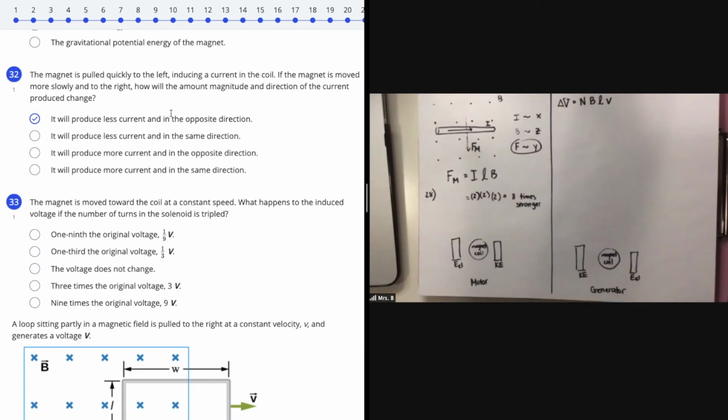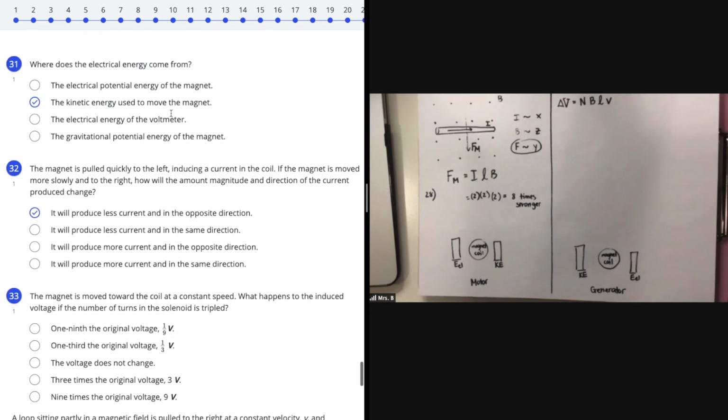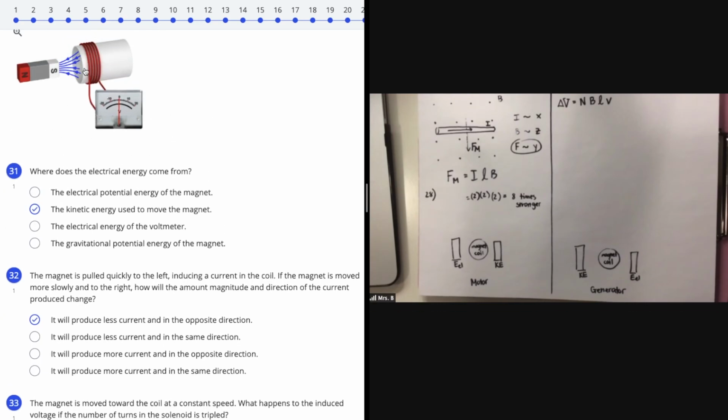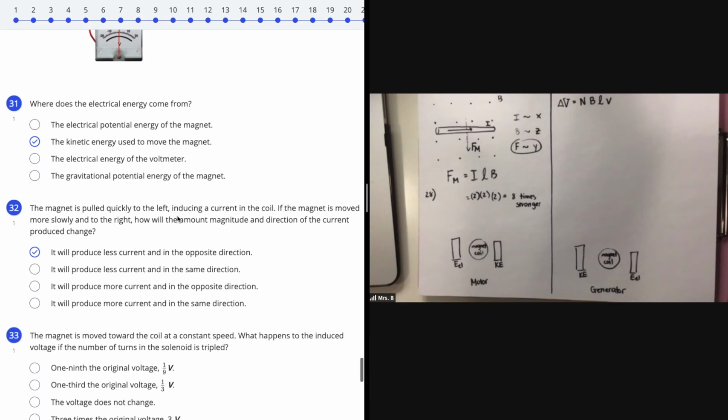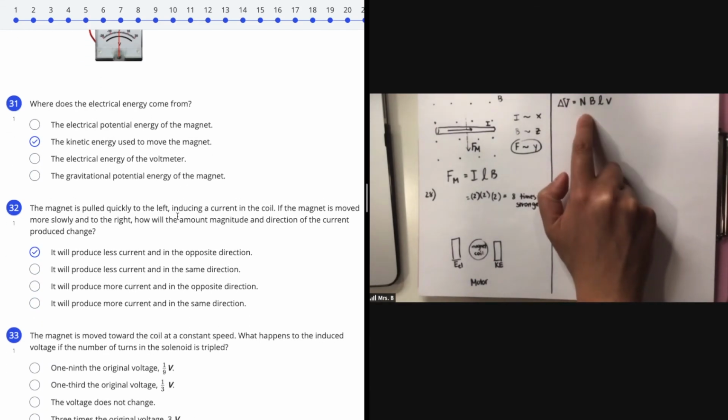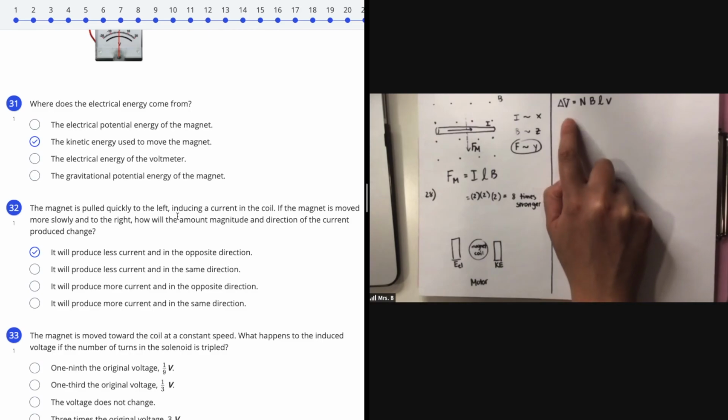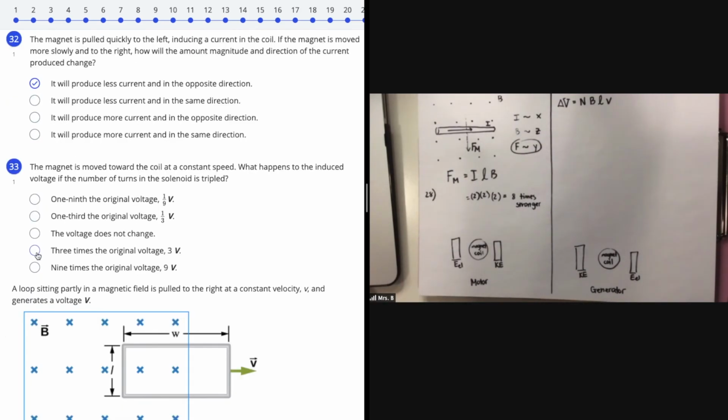For number 33, when the magnet is moved toward the coil at constant speed, if we take more coils, each one of the coils in this picture picks up a little bit of voltage. So if I added more coils, I get more voltage. If I triple N, then I triple delta V. More coils, more voltage, more current.